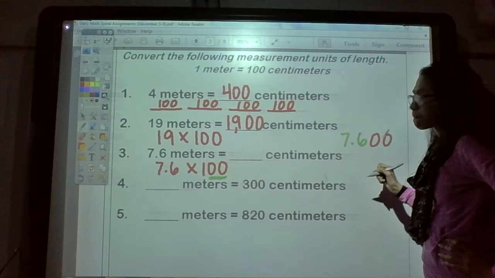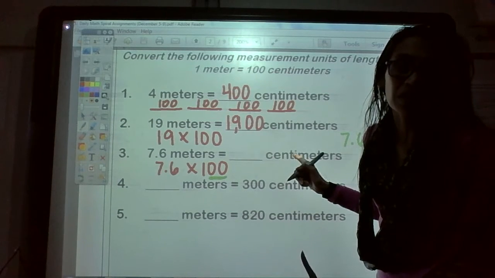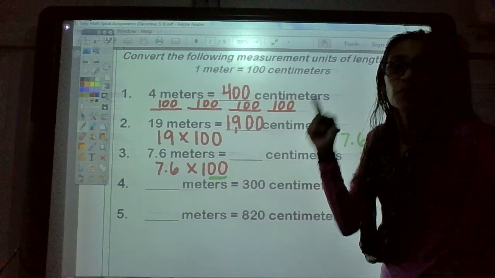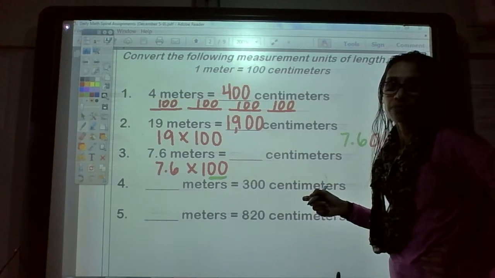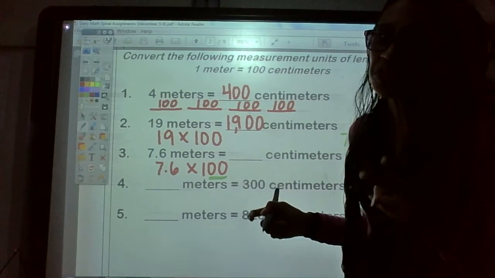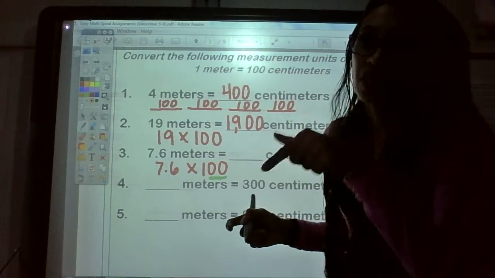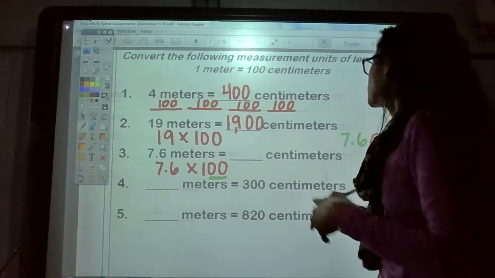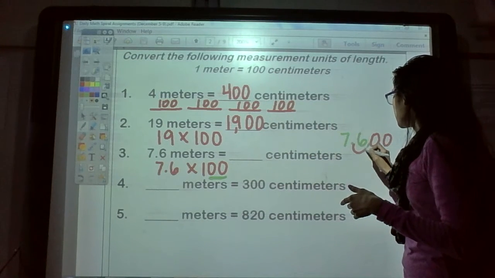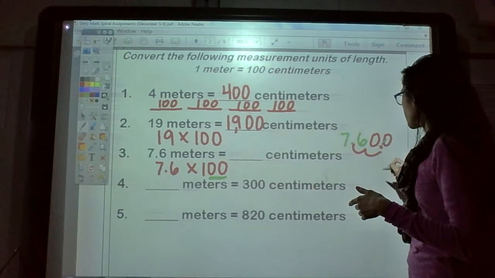But look, that's the same number. So we need to move that decimal how many times? 2 times. We've done this before. 2 zeros, 2 times. And move it. And it goes right there.